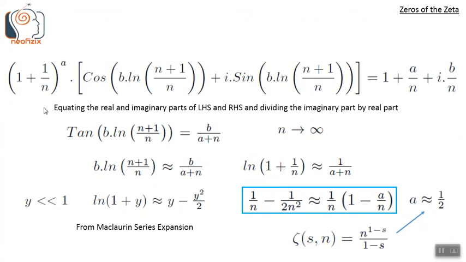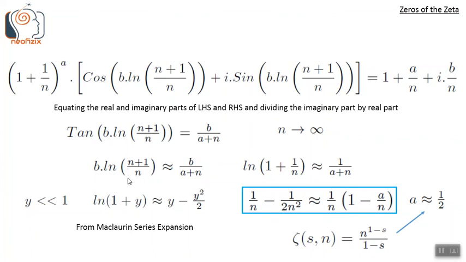So using this equation, what we find is, by equating the real and the imaginary parts of the LHS and the RHS, and dividing the imaginary part by the real part, we get this tan term here. This is sine by cos terms. We'll get a tan term here. Tan of b log of (n plus 1) by n is b by (a plus n). As n tends to infinity, this term tends close to 0.